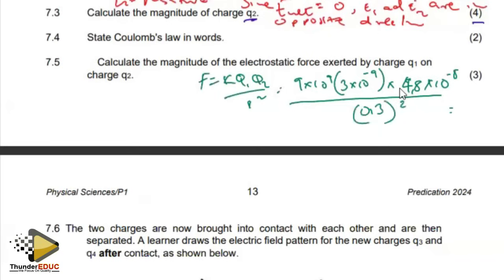And then I just get my force. Punch this into the calculator first: 9 times 10 to the 9 times 3 times 10 to the negative 9 times 4.8 times 10 to the negative 8 over 0.3 squared. That gives me something weird again. I hate this one. So it's 1.44 times 10 to the negative 5. Remember, it's a force, so it's newtons.